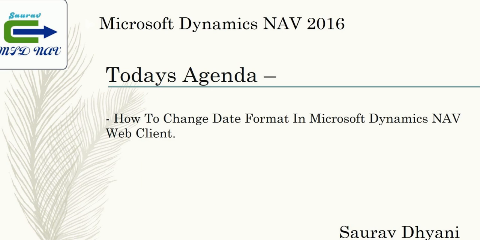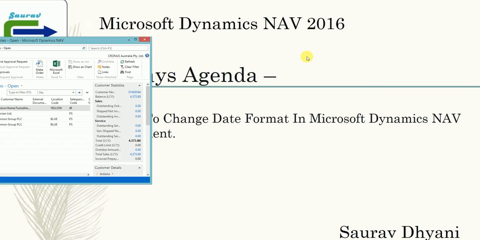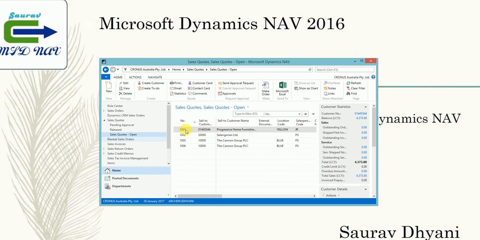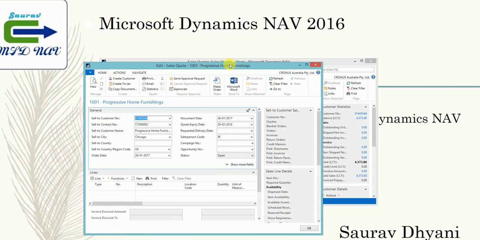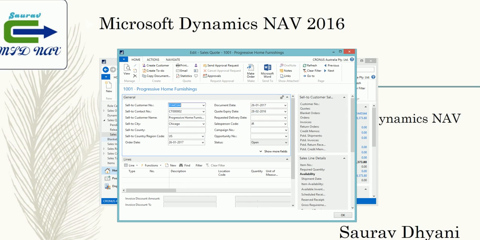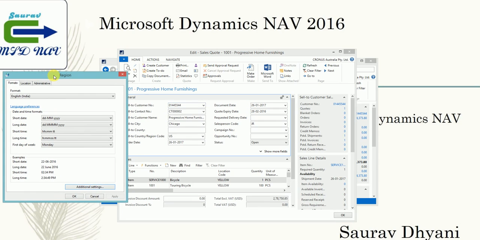So let's see what my Windows client shows. So here is my Windows client. If I open a sales quote, in all the date fields like document date and all, I can see the date format is the same as per my client machine date format, which is DDMMYYYY.